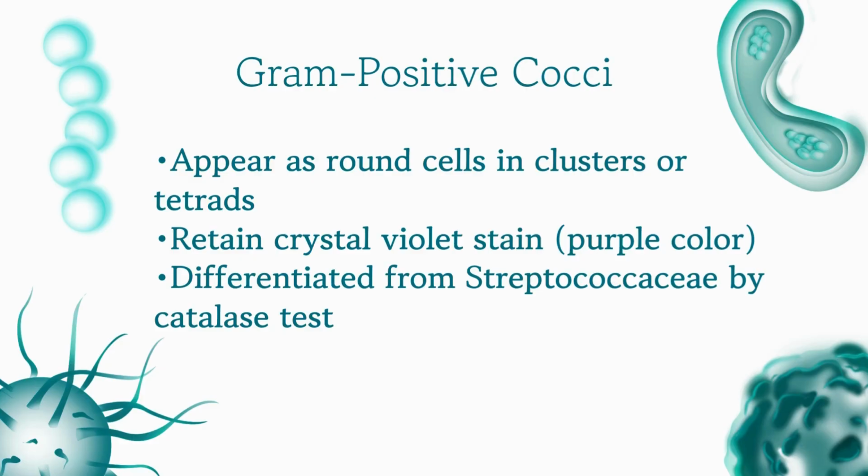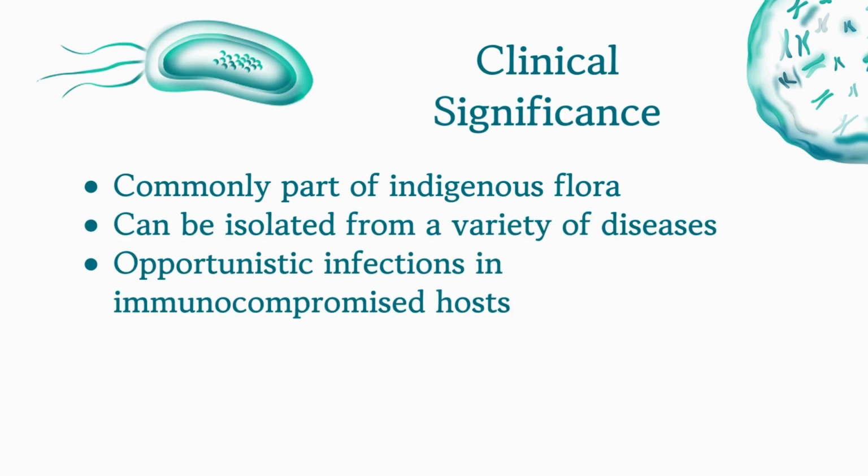So what are gram-positive cocci? We have seen in the previous videos, but still it's just an intro. They appear as small round cells in clusters or tetrads, and they retain crystal violet stain. When stained, they are purple in color, and they are differentiated from Streptococcaceae by the catalase test. What is the clinical significance of the gram-positive cocci? Commonly, they are part of the indigenous flora. They can be isolated from a variety of diseases. They cause opportunistic infections in the immunocompromised host.